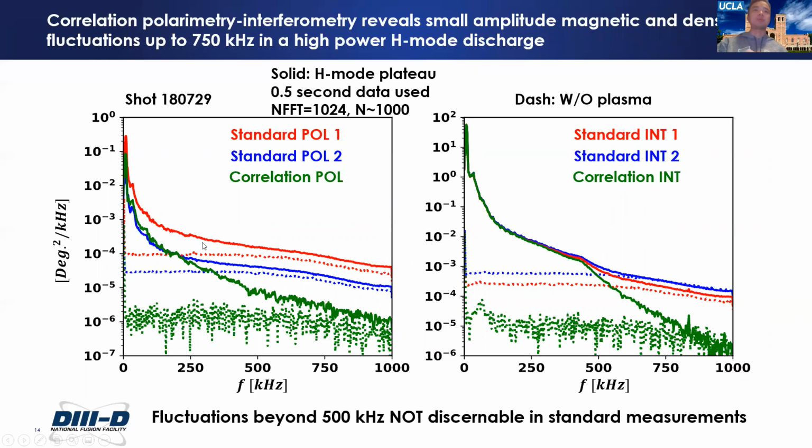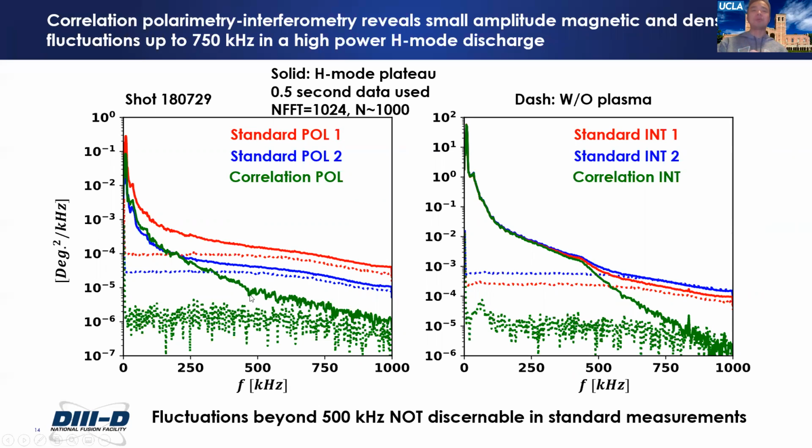For the standard measurement, you can see that there's a broadband fluctuation that exists up to 500 kilohertz, but beyond 500 kilohertz, it's really hard to tell whether there's any plasma fluctuation or not, because the solid line is very close to the noise floor, which is the dashed line, as shown here by the red and the blue curves.